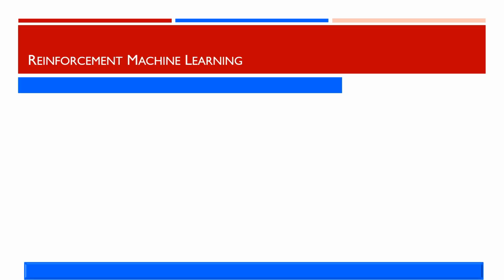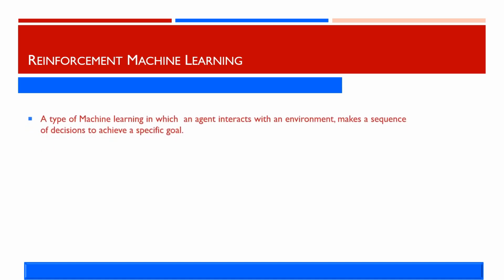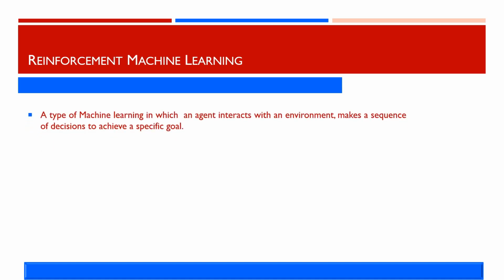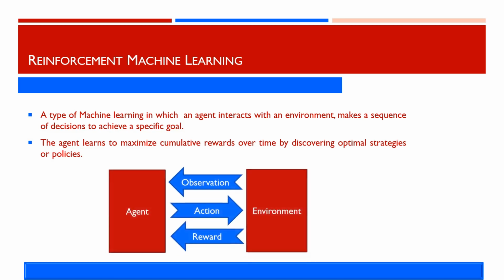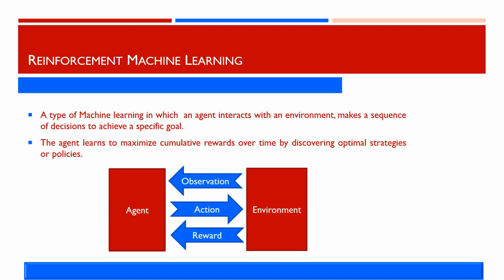Reinforcement machine learning is a type of machine learning in which an agent interacts with the environment and makes a sequence of decisions to attain a particular goal. Whenever the agent makes a right decision, he or she receives a reward from the environment. The reward may be positive or negative. A negative reward is actually the penalty for making the wrong decision. It makes the agent learn the action expected of him or her. His or her aim is to maximize the cumulative reward over time.